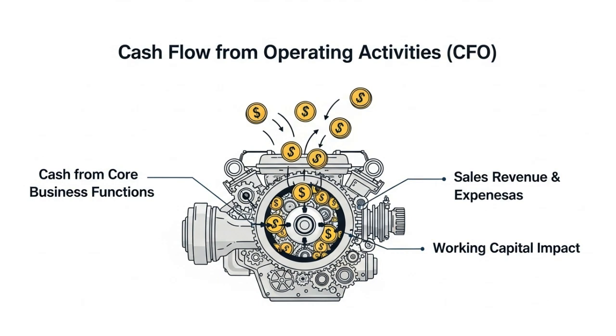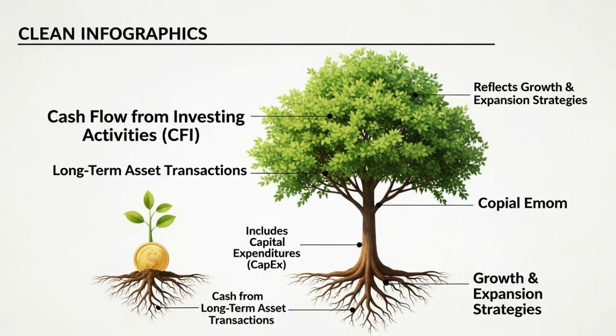Crucially, it also accounts for the impact of working capital changes, such as increases or decreases in accounts receivable, inventory, and accounts payable. A consistently positive and growing CFO signifies a healthy, sustainable business model that can fund its operations without relying on external financing, making it a powerful testament to a company's inherent profitability and efficiency in its primary revenue-generating activities. Next, we explore cash flow from investing activities, or CFI.